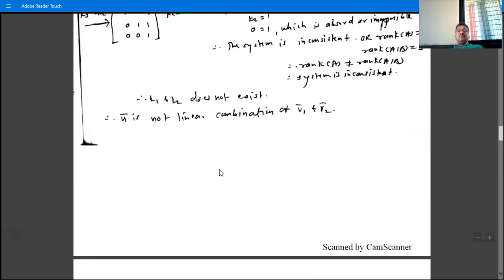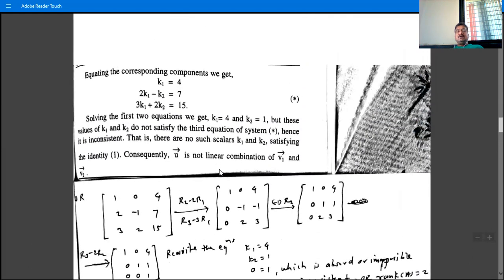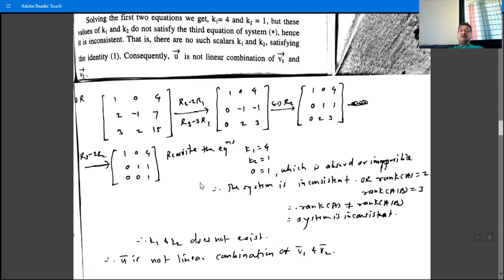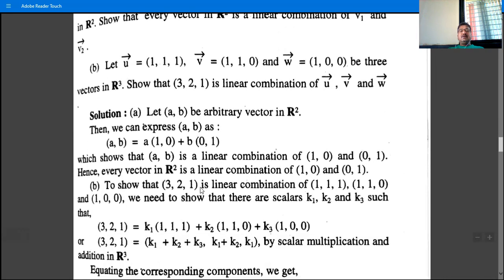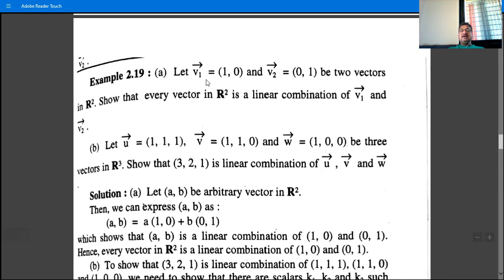So from these two examples, we learn when one vector is a linear combination of the remaining two or three, and when one vector is not a linear combination of the remaining one, two or three. Okay. So the next example is again V1 is this, V2 is this, the vectors in R2. Show that every vector of R2 is a linear combination of V1 and V2.